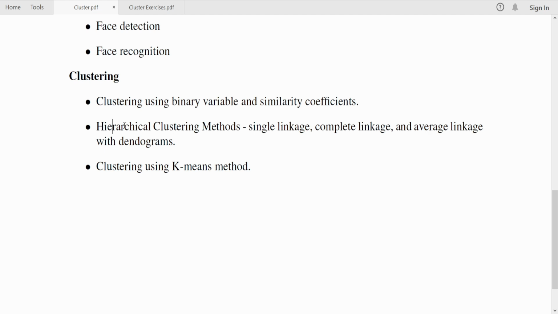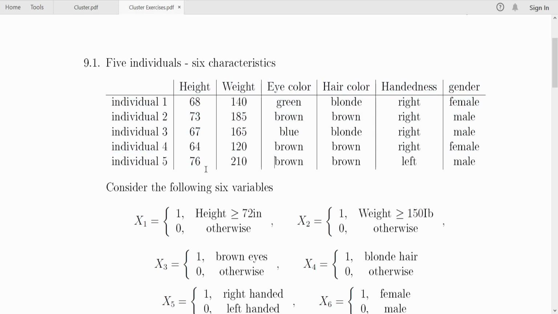Okay, let's explain these concepts now on an example. We will create dendrograms and see how single, complete, and average linkage work in this type of clustering.